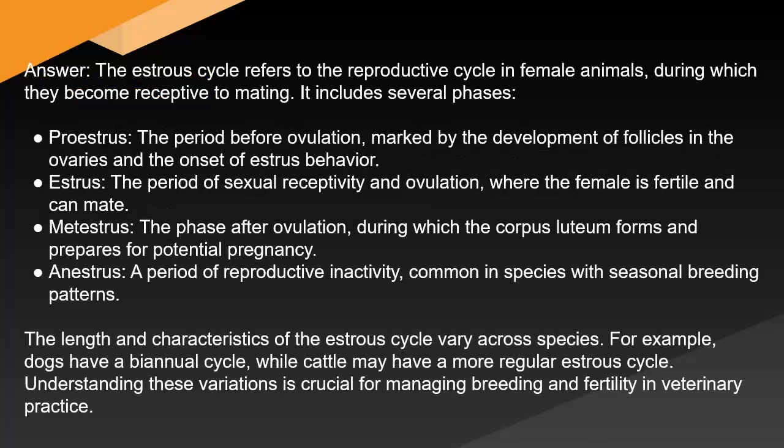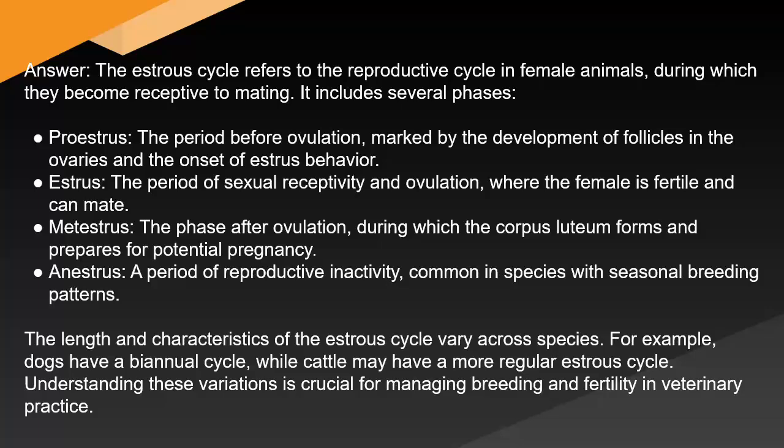What is the significance of the estrous cycle in female animals, and how does it vary across species? Answer: the estrous cycle refers to the reproductive cycle in female animals, during which they become receptive to mating. It includes several phases. Proestrus, the period before ovulation, marked by the development of follicles in the ovaries and the onset of estrous behavior. Estrus, the period of sexual receptivity and ovulation, where the female is fertile and can mate. Metestrus, the phase after ovulation, during which the corpus luteum forms and prepares for potential pregnancy. Anestrus, a period of reproductive inactivity, common in species with seasonal breeding patterns.